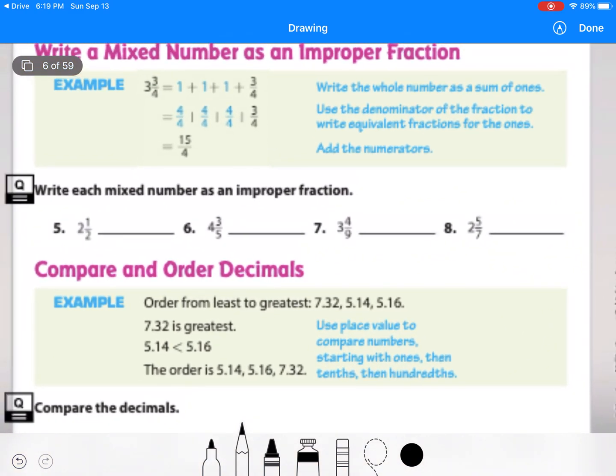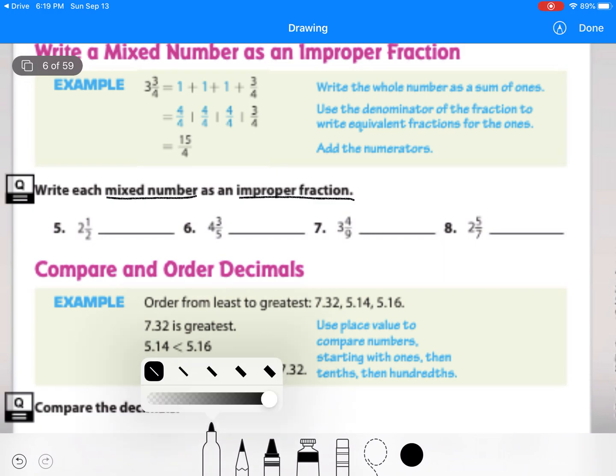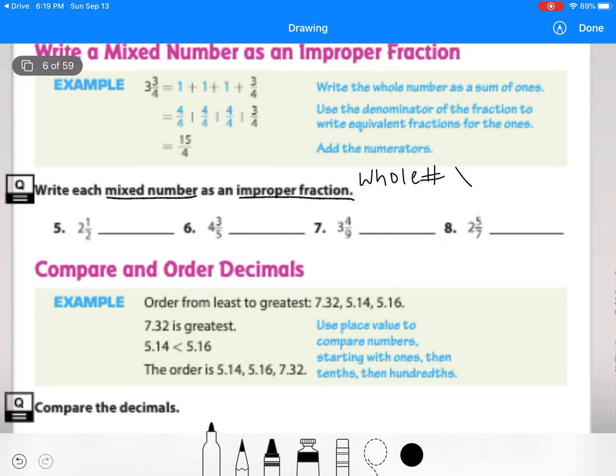Now we're going to do it backwards. Write each mixed number as an improper fraction. I like this better because it's pretty straightforward. You do, all right, you do the whole number. Let me change to the marker. Whole number times denominator. Wow, I spelled that really wrong.